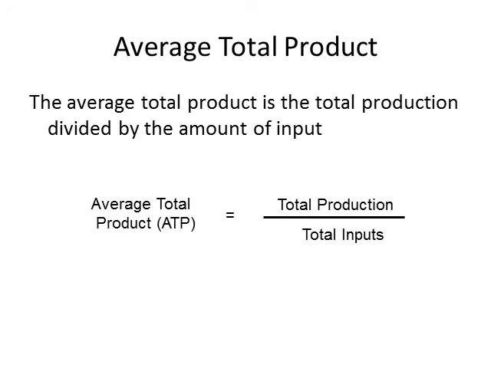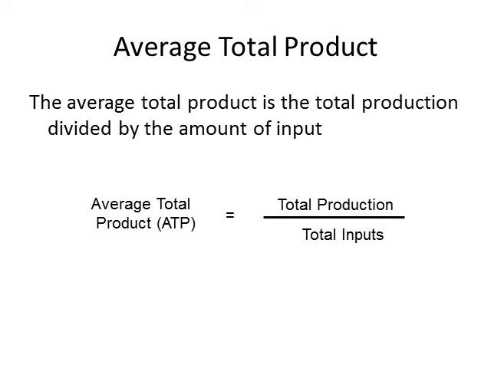Economists often would like to know what the production is per unit of input, or the average product. In the video on production, the average product was defined conceptually as the amount of production per unit of input. The mathematical description is the total production divided by the total amount of inputs used.